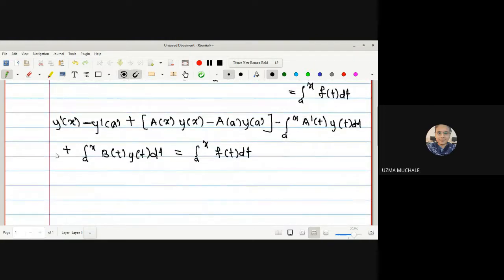Now again integrating the above equation with respect to t, we can get this integration of y dash of t minus this y dash of a will be a constant term because y will be a one function in x, y dash will also be a one function in x. So what will be the y dash at some point a? It will be some constant number plus.